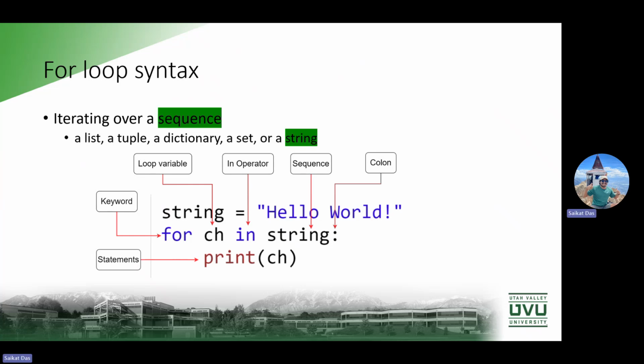Character is fine. Then the operator in, and then the sequence and the colon. And then after the colon, you need to write the statements. So right now we have one statement. Now, if we would like to iterate a string, what does it mean to iterate a string?